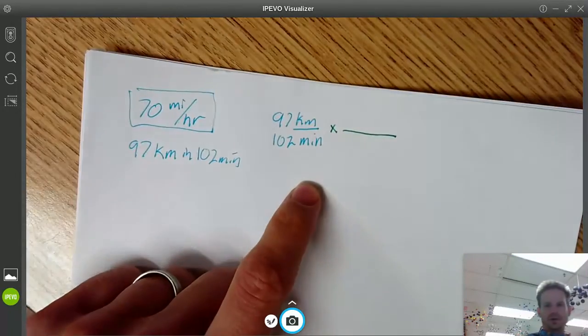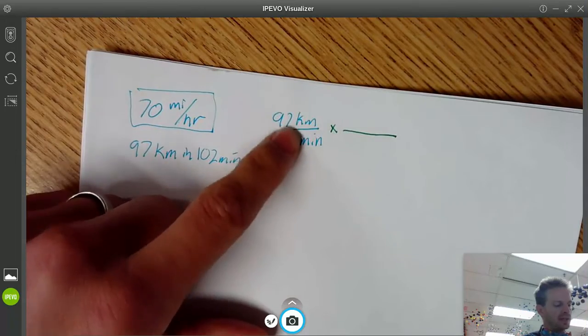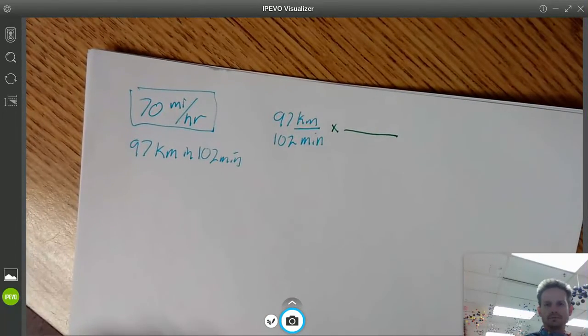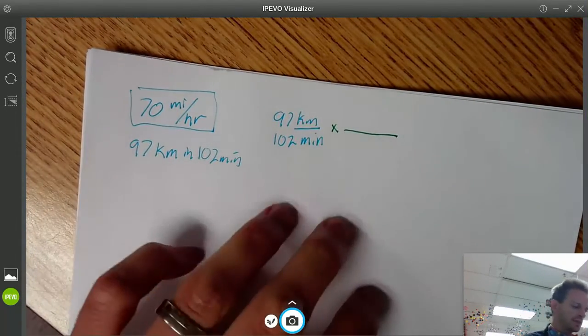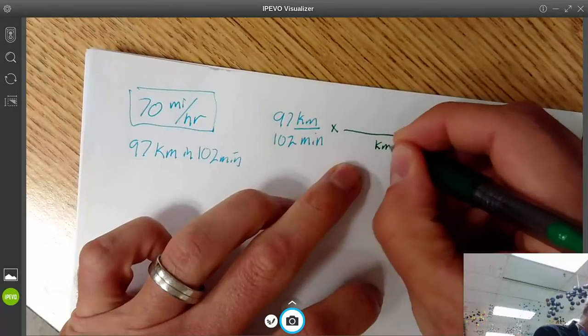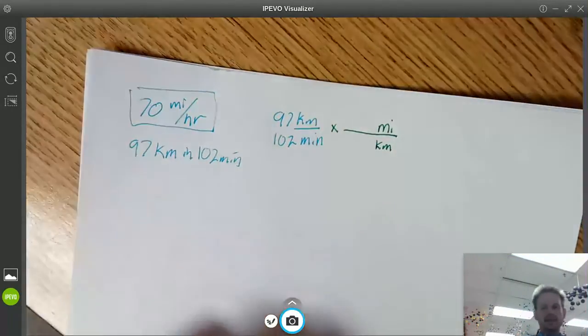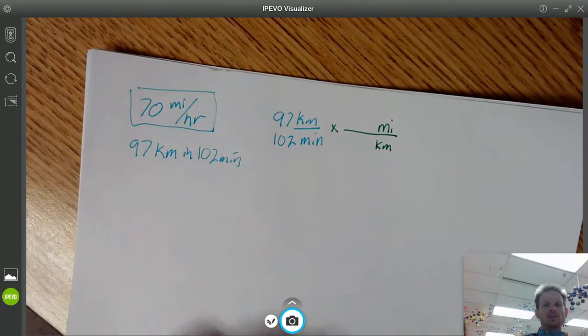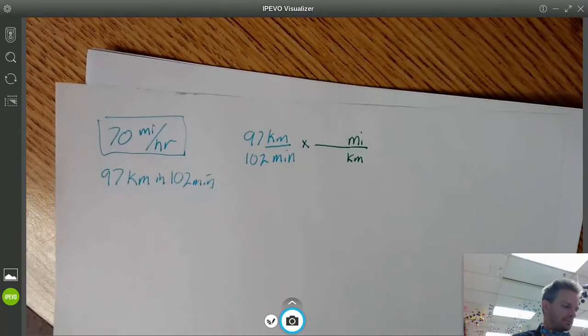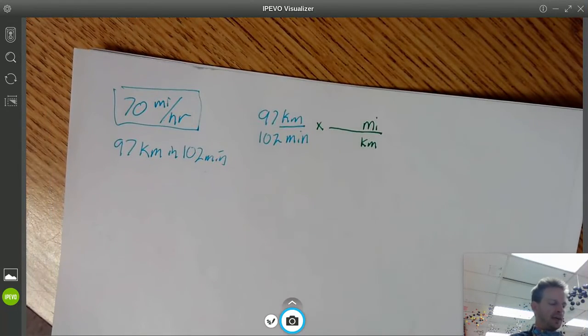And so we can do that. Now the difference here is there's no one conversion for this. It doesn't matter which one of these we take care of. We've got to take care of both of them. Okay, so let's take care of the kilometers first. To take care of it, I know I'm going to put kilometers on the bottom, and I can put miles on top.